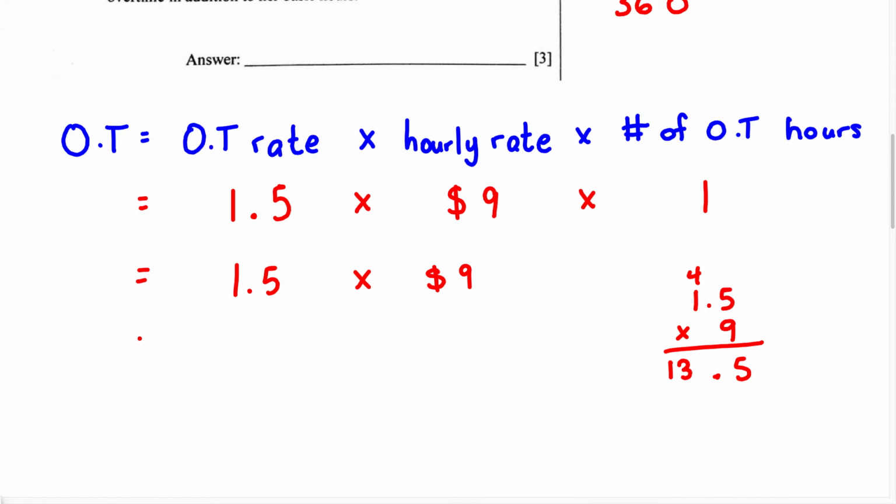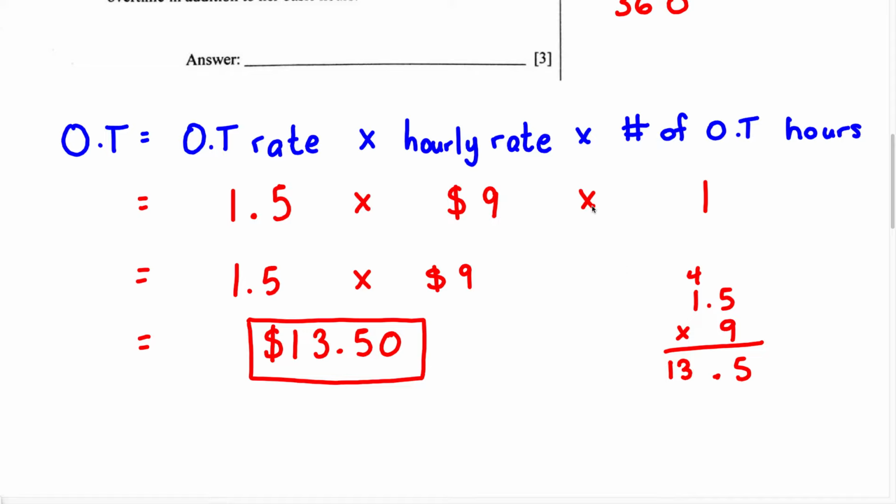Therefore, our answer is going to be 13.5. And because we're dealing with money, we're going to add our money symbol back. And we know anytime we're dealing with money and we have cents, it's always going to have 2 decimal places. Because we only have 1 digit in the decimal place, we're going to have to add a 0. Therefore, our answer for the overtime rate for 1 hour is going to be $13.50.